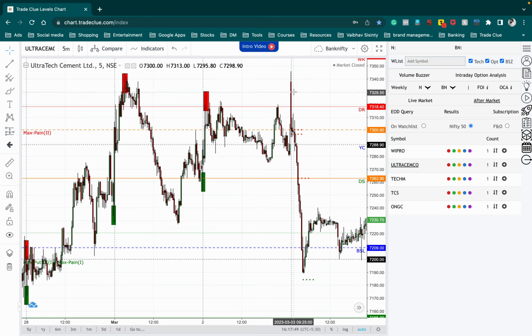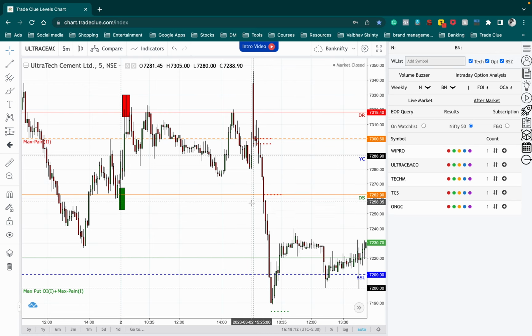Ultratech was the first stock, where the price opened above the DR and straight away came down and went below the green box. As soon as the green box was taken out, the price fell one way down. Since the fall was too fast, we also need to be sure that risk management is in place. So we'll check those stocks which have good risk management, that is, the stop losses are small and the entry is near your green box zone.